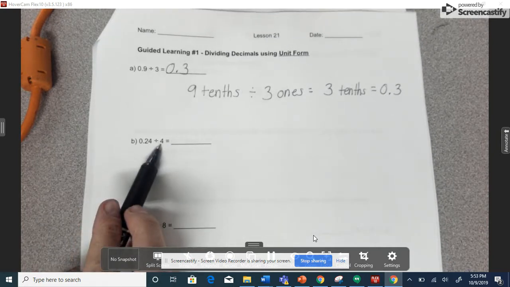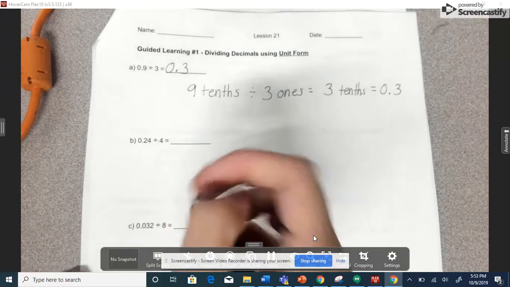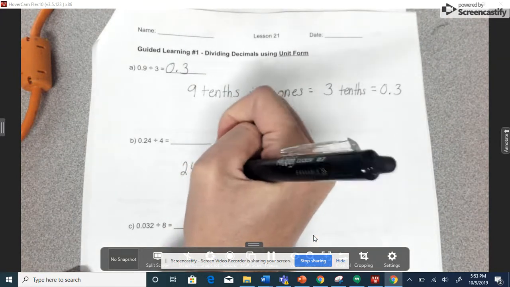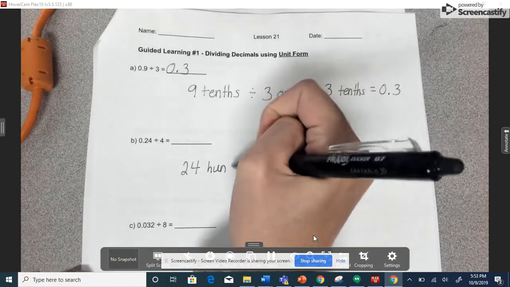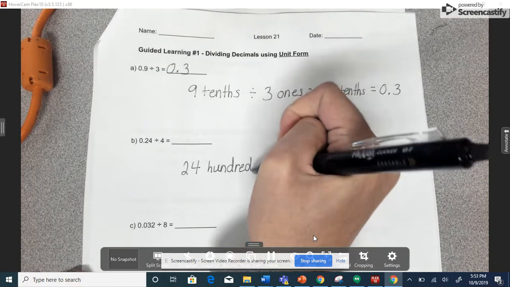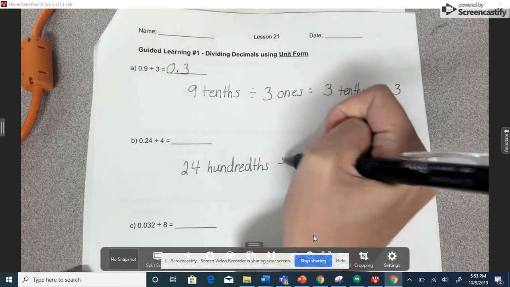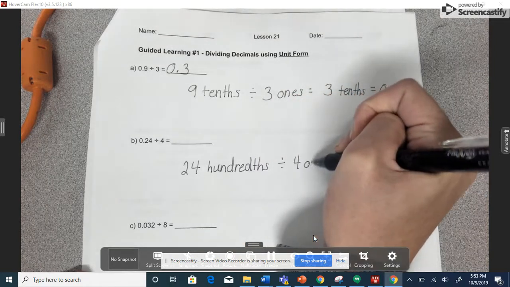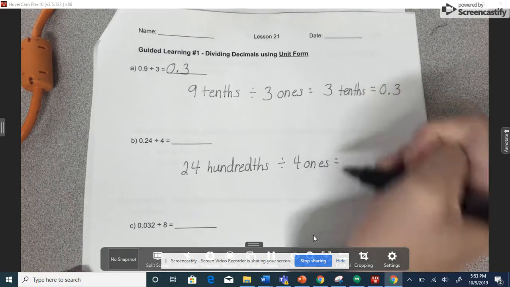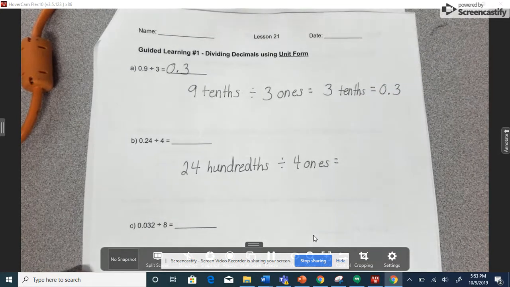24/100 divided by 4. Same thing, start with unit form. 24/100 divided by 4 ones. Start by dividing the numbers first. 24 divided by 4 we know is 6.